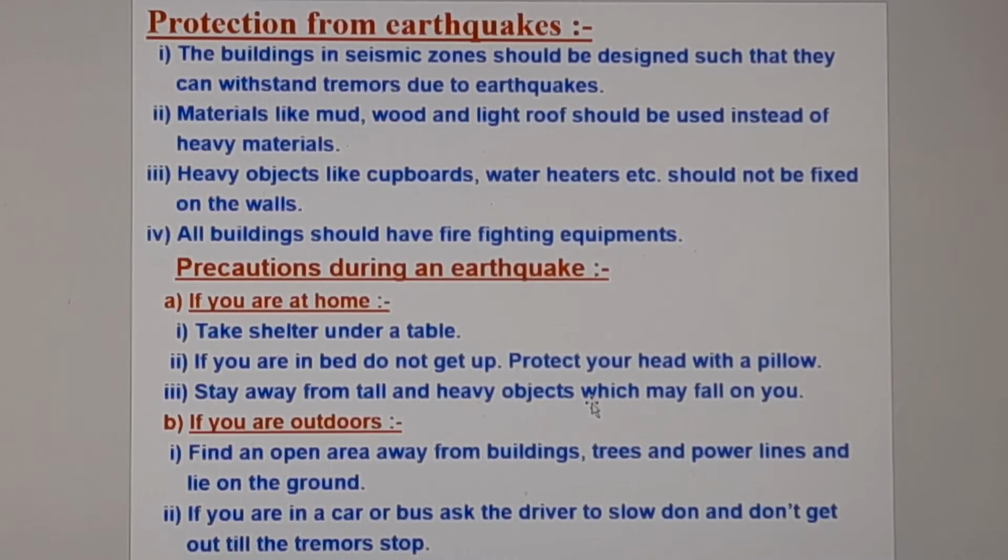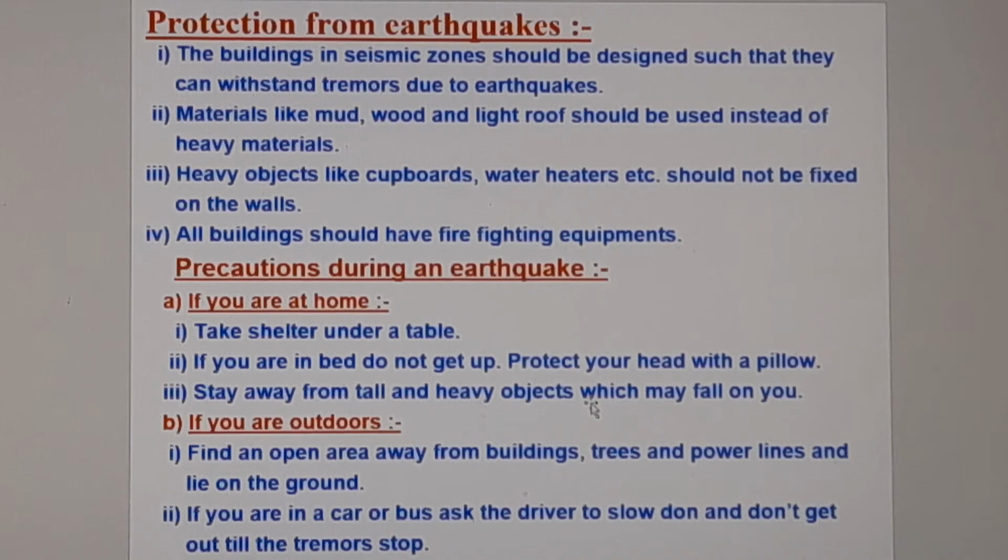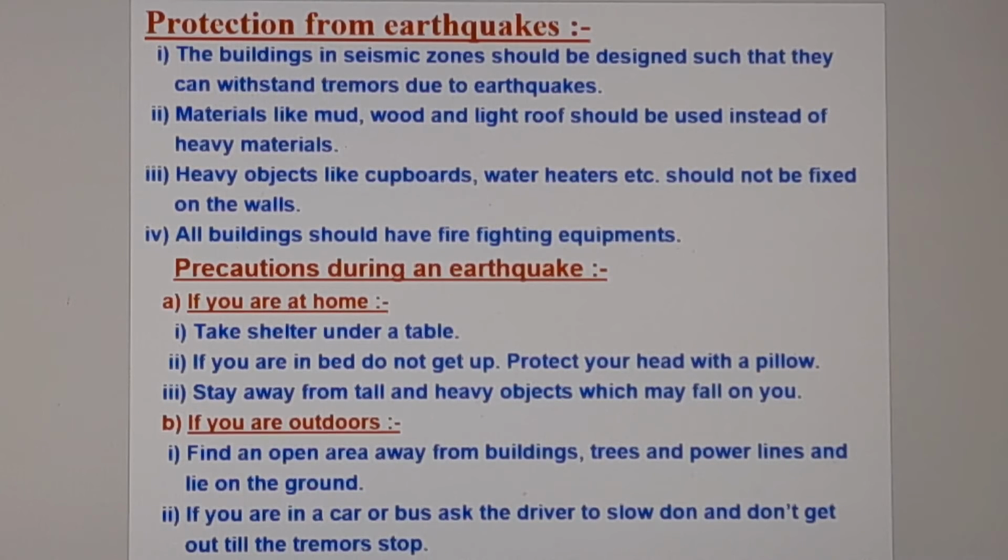Children, it is very important for us to understand how to protect ourselves from the earthquake, and also how to protect our near ones. So, it is very important for us to understand this. The buildings in seismic zones should be designed in such a way that they can withstand tremors during earthquakes. So, if we design in such a way that they can withstand, that would be great.